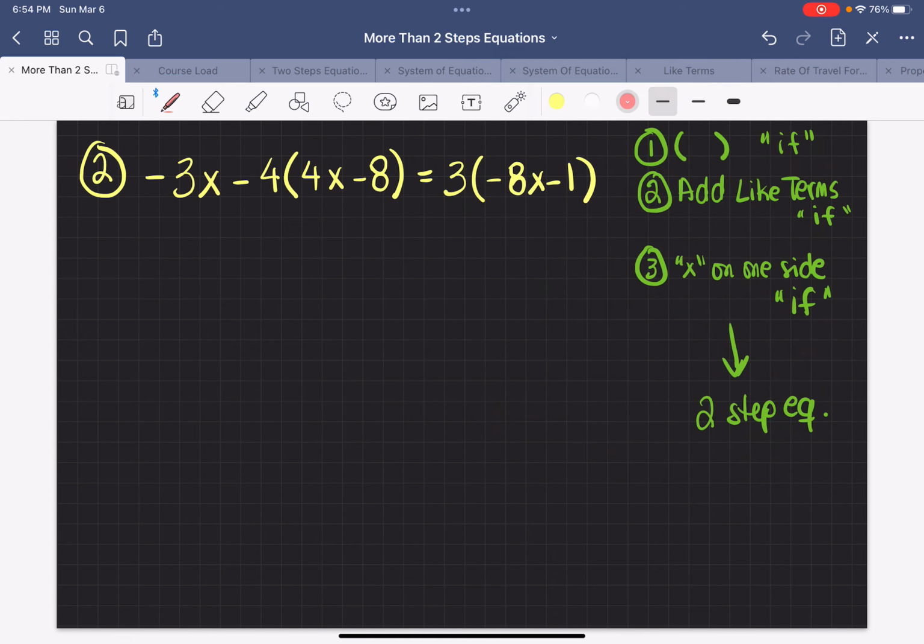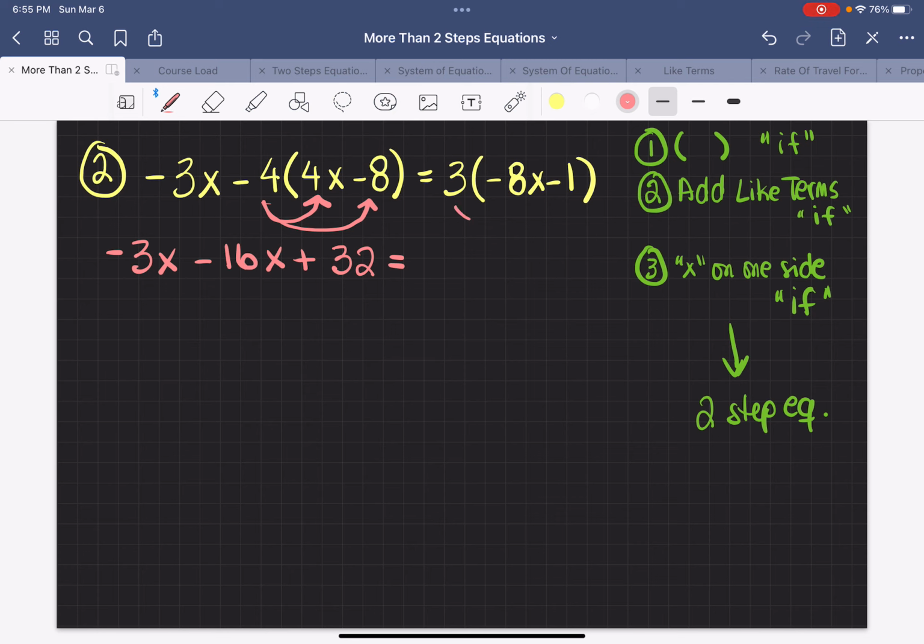My first step is parentheses. I do have parentheses, so I will do that first. On the left side, I need to do this parenthesis, so I will do the distributive property with the -4. On the right side, I will do the distributive property with the 3 in order to get rid of those parentheses. So -3x, now I start with the distributive property. -4 times 4x would be -4 times 4 is 16, and x. Then I have -4 times -8, and negative times a negative is a positive. 8 times 4 is 32.